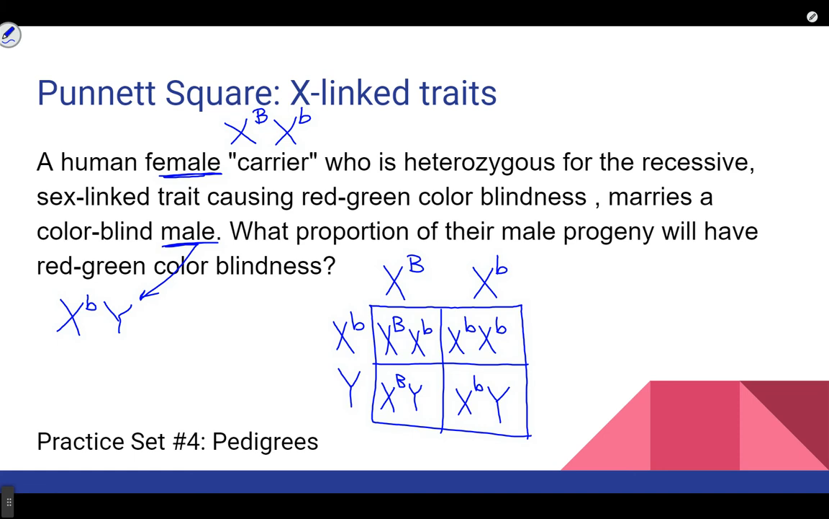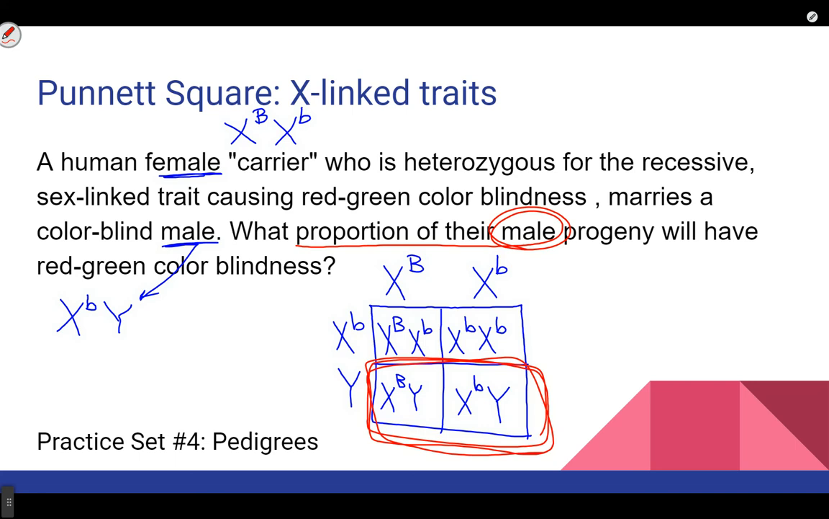The one other tricky thing about sex-linked traits is make sure you read the question really carefully. This asks what proportion of the male offspring will have red-green color blindness, which means when we look at this Punnett square, we're only looking at the males because it's just asking what percentage, portion, fraction of the male offspring will be colorblind. So out of just those two that are XY, what percentage or fraction will be colorblind?